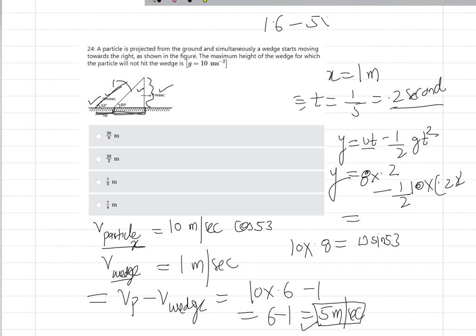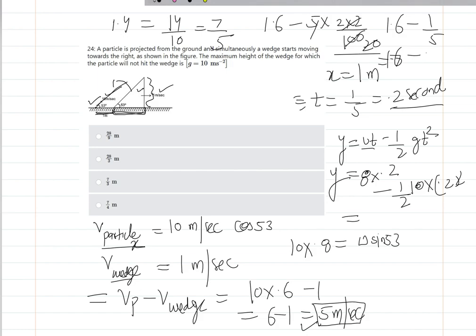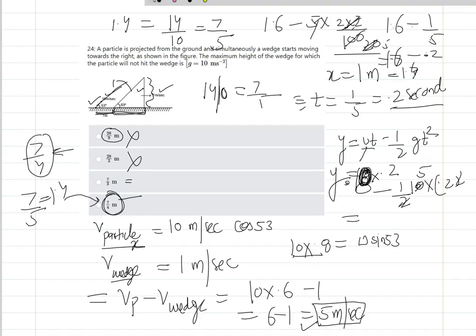1.6 minus 5 into 2 into 2 by 100, right? So this will become 1.6 minus 1 by 5, which is equal to 1.6 minus 0.2, right? 1 by 5 is 0.2. So this will become 1.4, which is equal to 14 by 10, which is equal to 7 by 5. I think which answer is correct then? Look into the answers. I think the particle after 1 second will attain a height, and the particle is likely to be somewhere here, right?